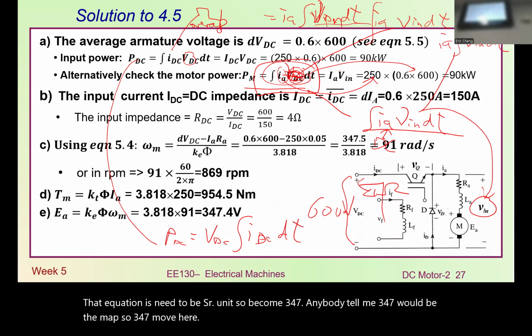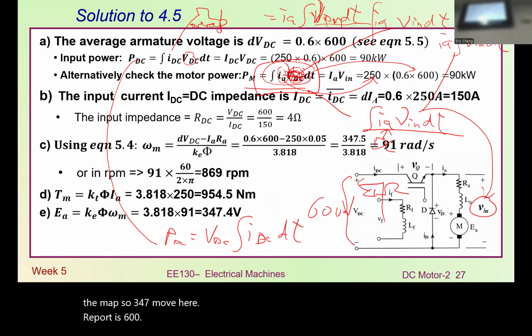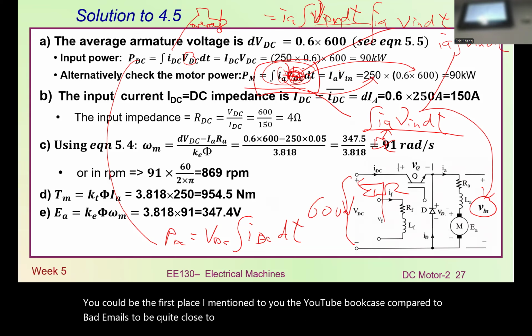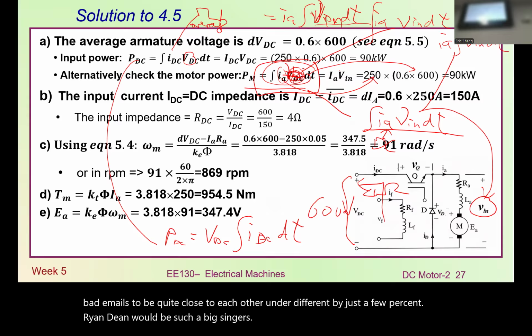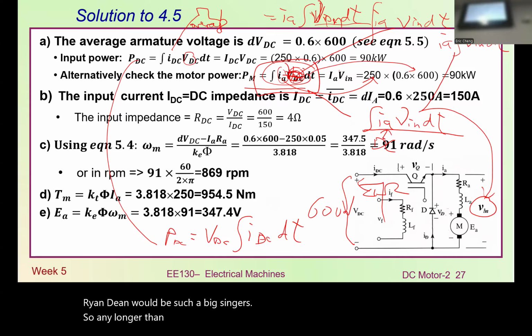Input is 600. And current, you think 600 is so large compared to 347? Because in the first lesson I mentioned to you, the input voltage compared to back EMF should be quite close to each other, only different by just a few percent. Why here would be such a big change? Any number you see here, you should ask yourself the question, why is that? Then you can learn better.